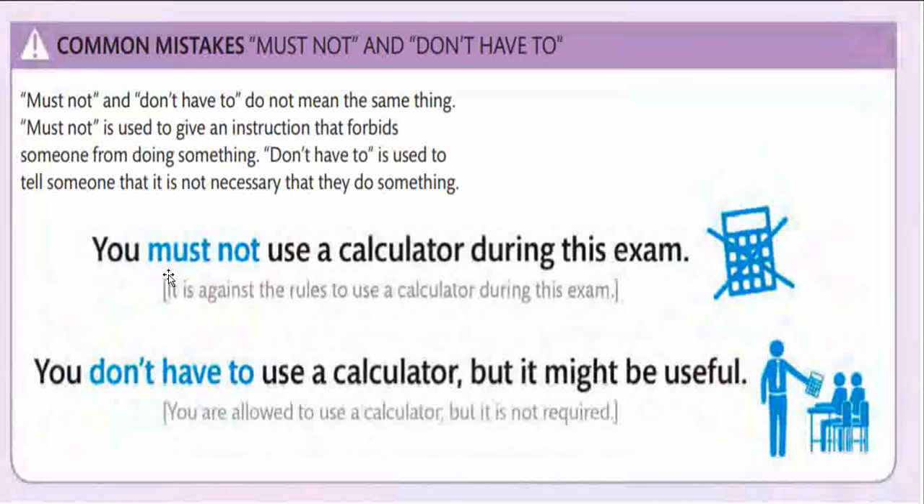For example, you must not use a calculator during the examination. That means something is not permitted. It is against the rules to use the calculator during the examination. That is the meaning that is applied over here, must not. You don't have to use a calculator, but it might be useful. That means something is allowed, but it is not required.